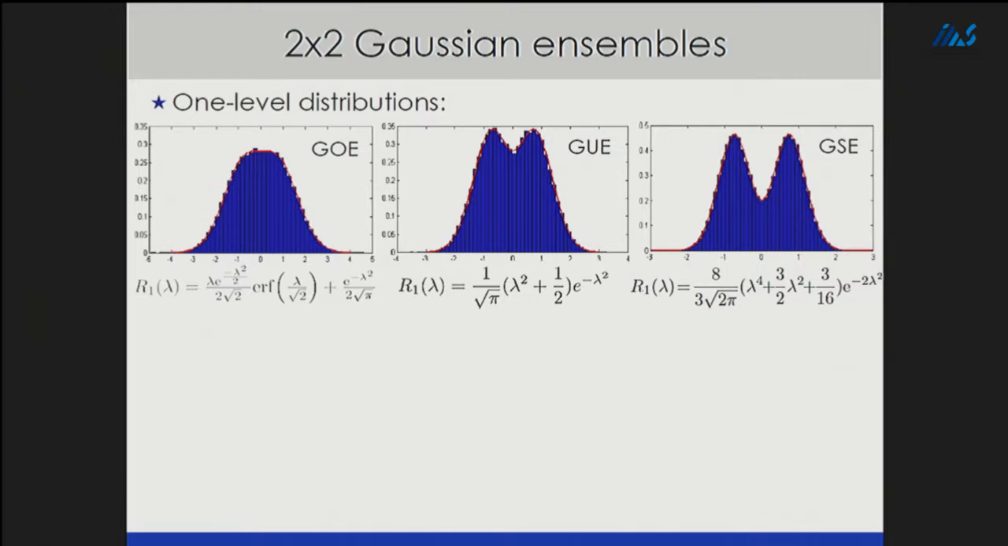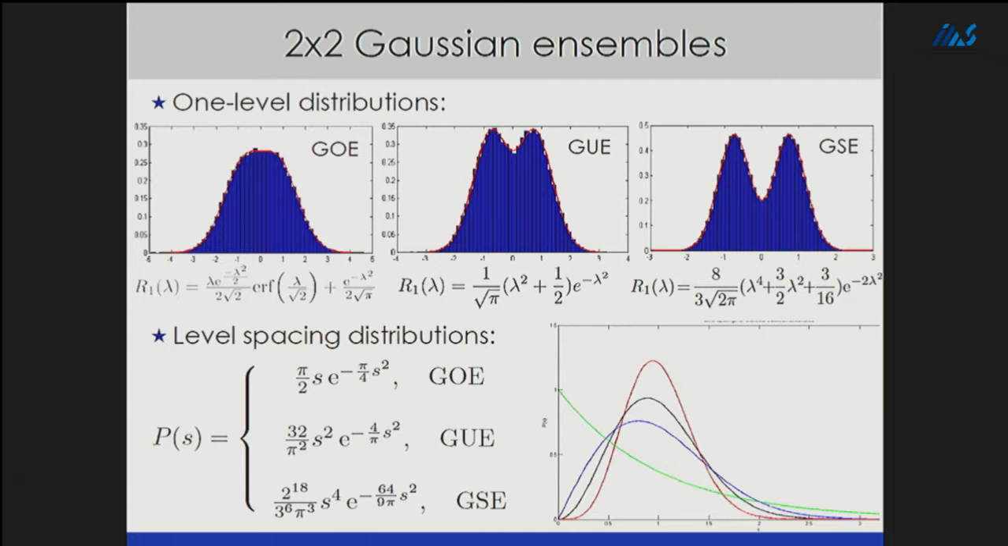So we have these three different ensembles, and in these pictures, I guess I took 100,000 or 10,000 or maybe fewer matrices, and you just make a histogram, and then there are also analytic distributions. You can see that the main feature of the unitary and the symplectic ensemble is that you get a bimodal structure and a dip in the middle.